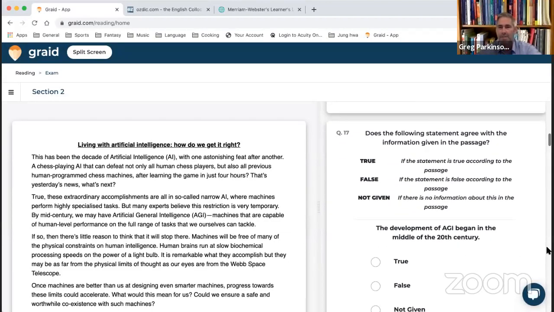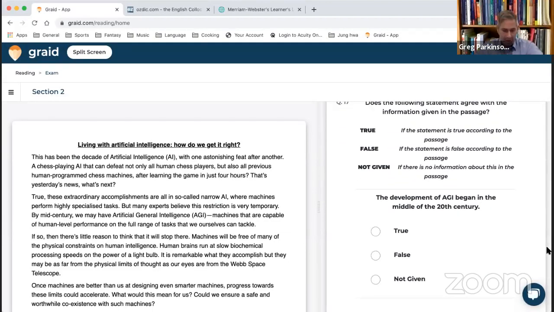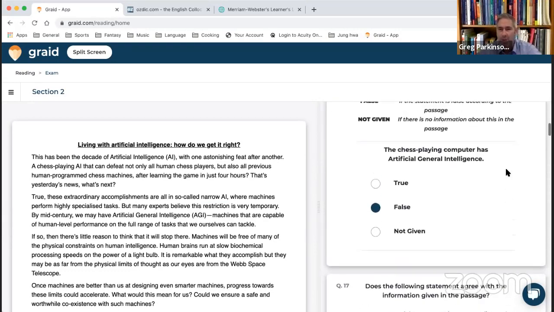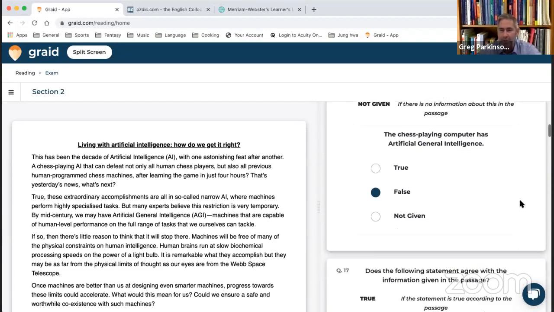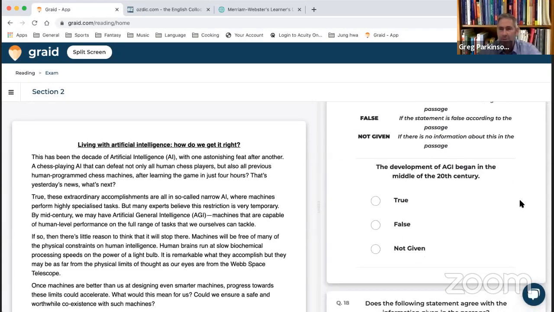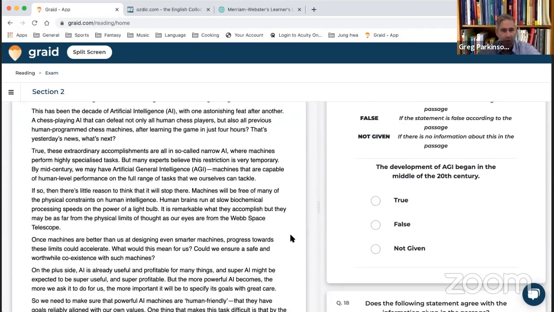Okay, we go on to 17. Okay, and we're asked here, the development of AGI. Now, this is where we have to think, what is AGI? And if we go back up, then it is an initialism, AGI, right? An initialism. So the development of AGI began in the middle of the 20th century. So here I would just be scanning for 20th and probably century, right? So let's see what we can find. It looks like these are in sequence.